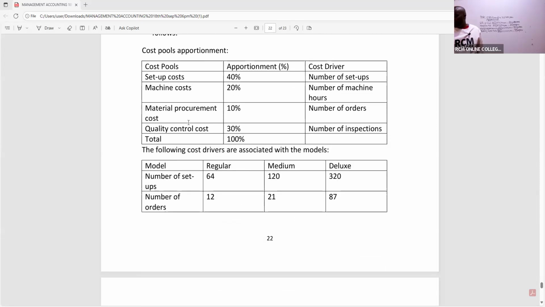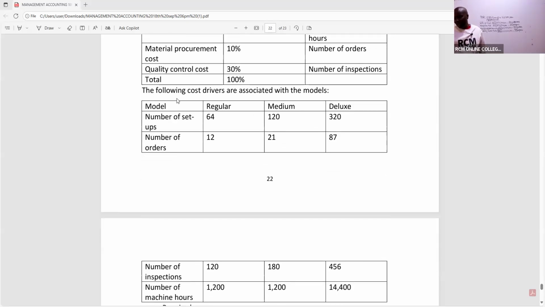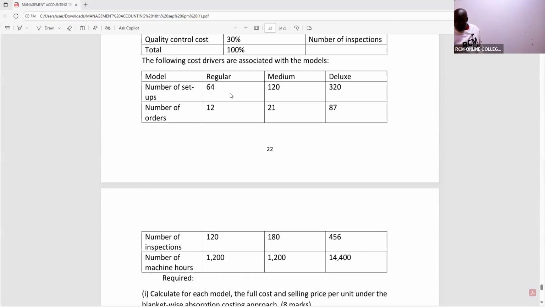All right. Now, ladies and gentlemen, once I've done that, I will be able to go straight to my cost drivers. My cost drivers have been provided, like the number of setups. You must understand your cost drivers very well. Without understanding them, you will never crack the ice.